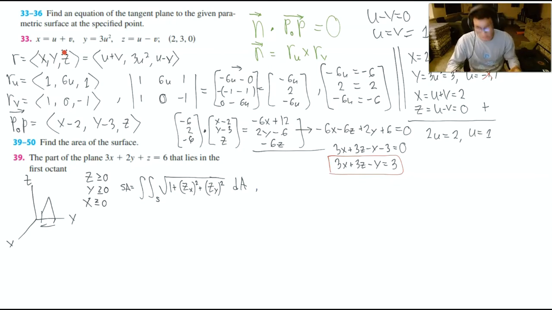Okay. So how do we describe S? Well, first off, why don't we just try to find these derivatives? Maybe that's even easier. So we want z as a function of x and y.